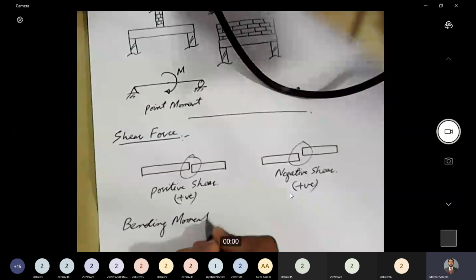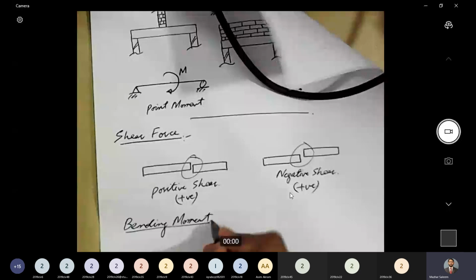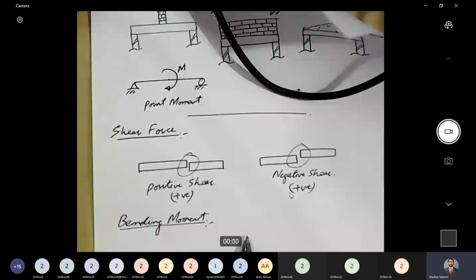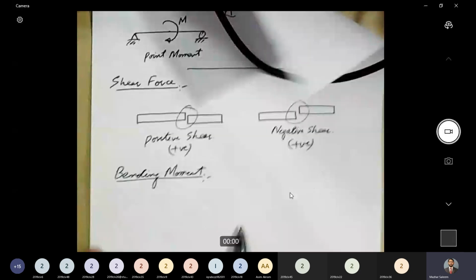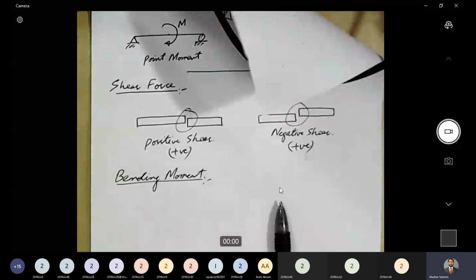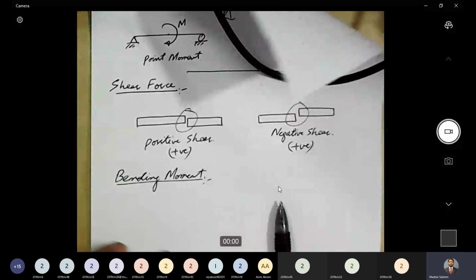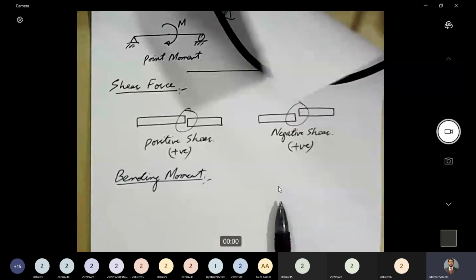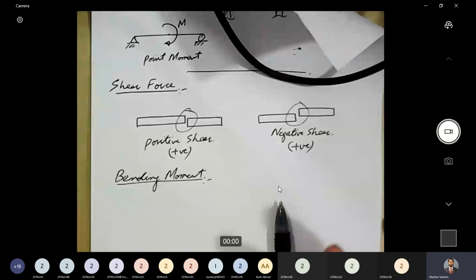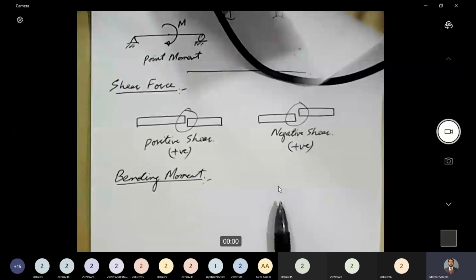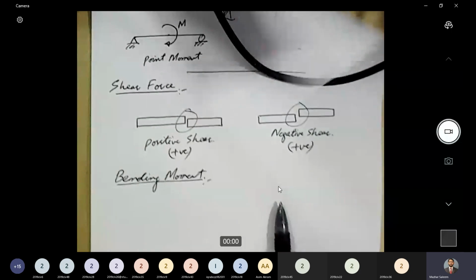Next, a basic and important definition is of bending moment. Now, what is bending moment? Bending moment is definitely a type of movement. In your basic mechanics, you would have studied movement. Now, what is movement? Movement is the rotational effect of force.